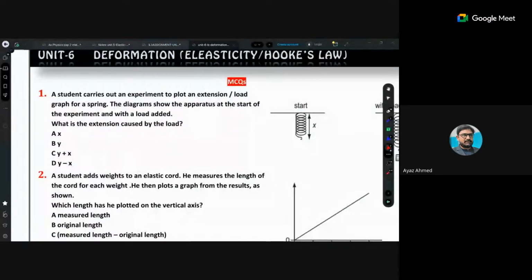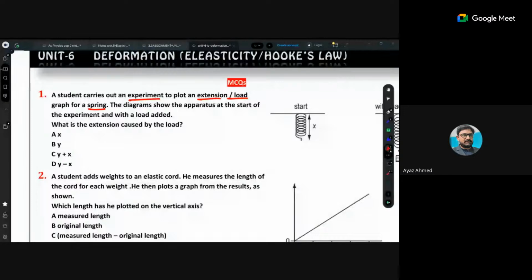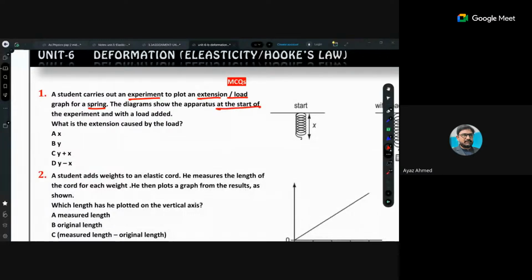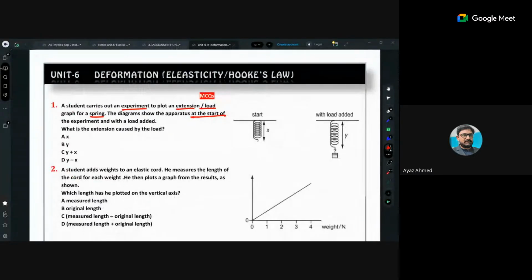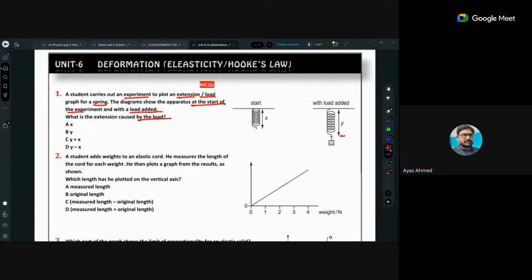A student carries out an experiment to plot an extension and load graph for a spring. The diagram shows the apparatus at the start of the experiment and with the load added, right? This is the apparatus at the start of the experiment, and this is at the end of that. So what is the extension caused by the load? It's very easy to understand: extension is always final length minus initial length. So it would be quite easy for you, it will be y minus x.